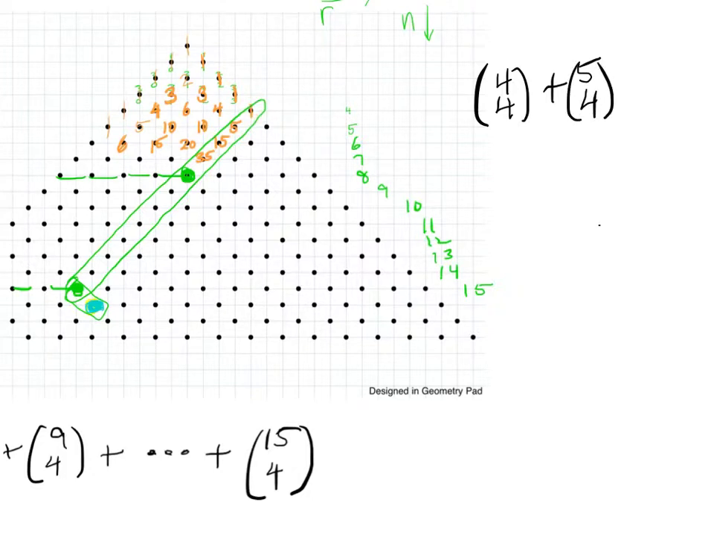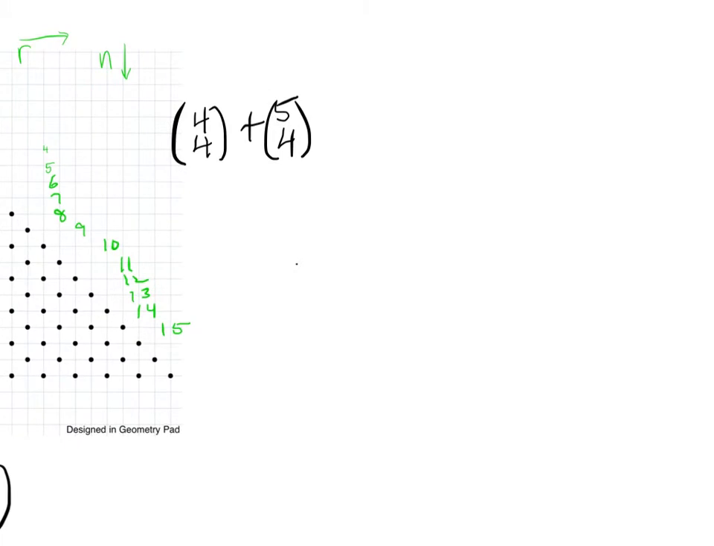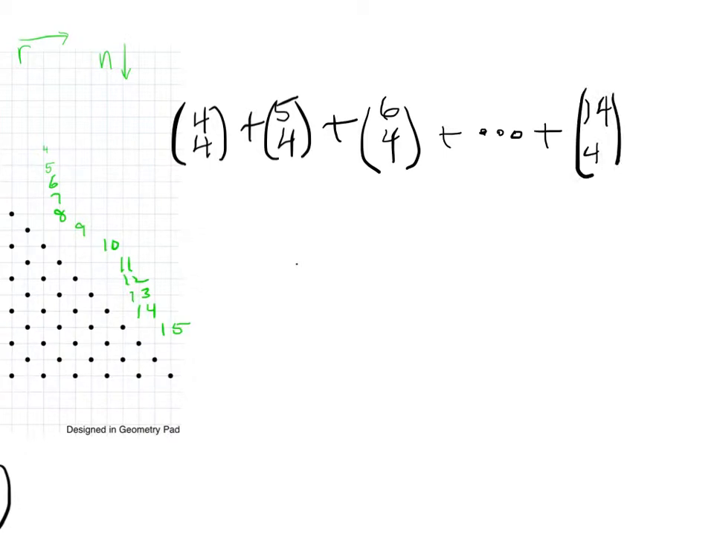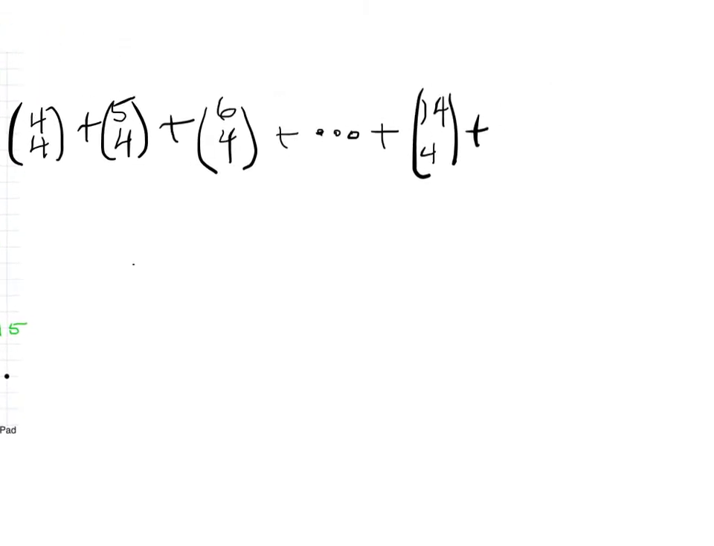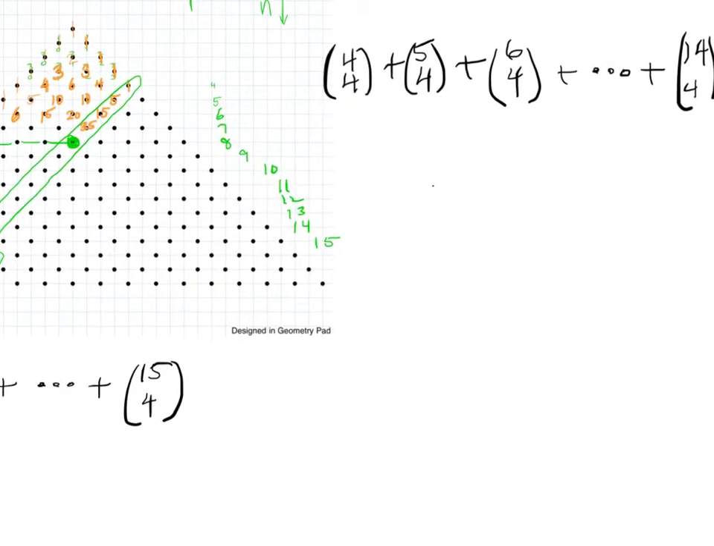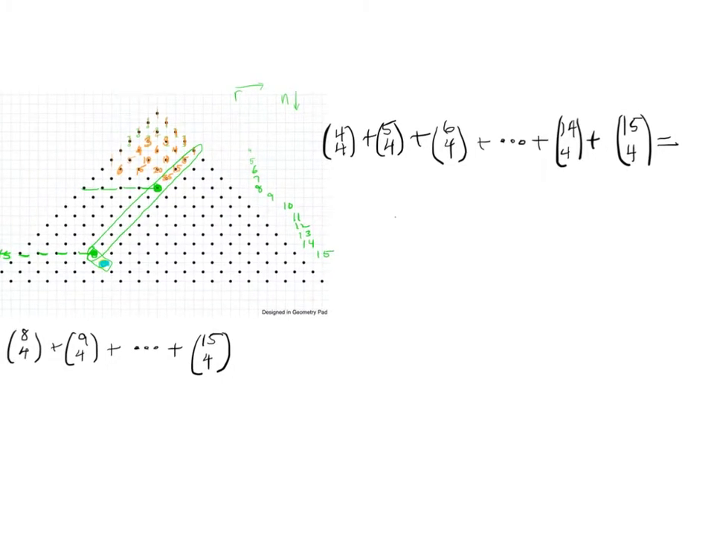This number is 4 choose 4. This number is 5 choose 4. This number is 6 choose 4, 7 choose 4, 8 choose 4, all the way down to 15 choose 4. So the hockey stick says that 4 choose 4 plus 5 choose 4 plus 6 choose 4 plus all the way up to 14 choose 4 plus 15 choose 4 equals what? It equals this thing.